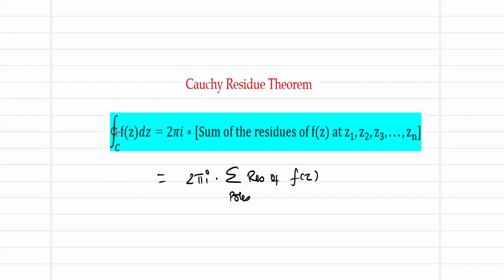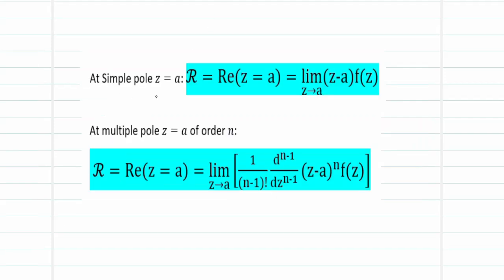It says the integral over the closed curve C of f of z dz is 2 pi i times the sum of the residues of the function f of z at its poles. The residue can be evaluated as the limit z tending to a of (z minus a) times f of z for a simple pole, and the limit z tending to a of 1 by (n minus 1) factorial times the (n minus 1)th derivative d^(n-1)/dz^(n-1) of (z minus a)^n times f of z for a multiple pole of order n.